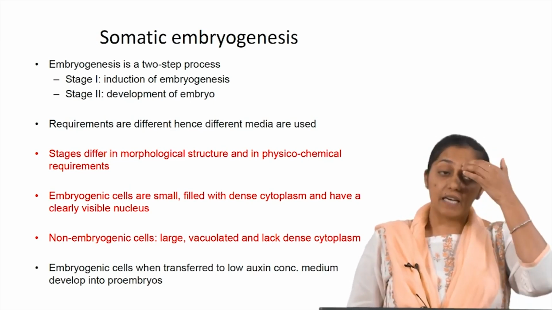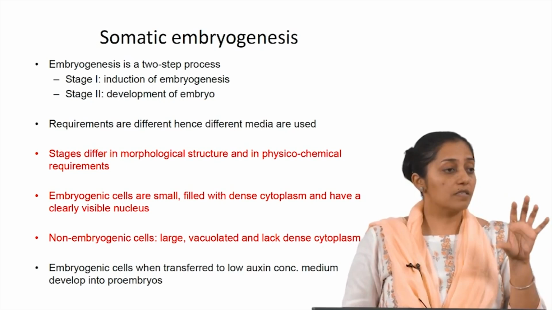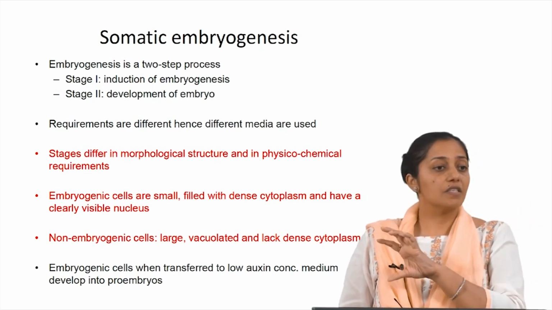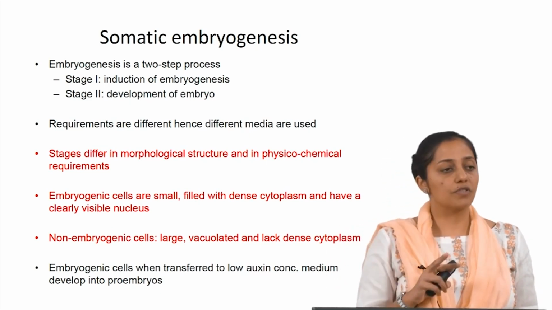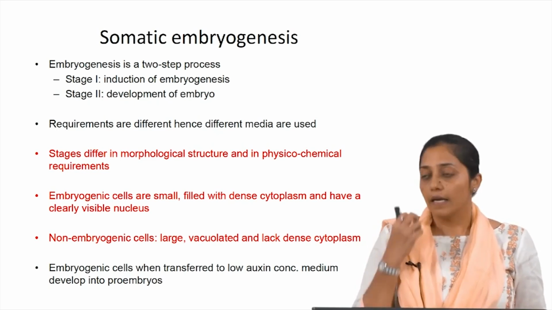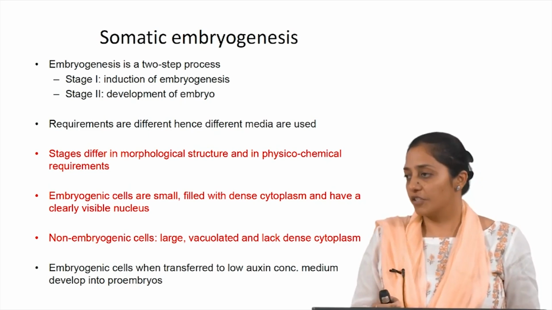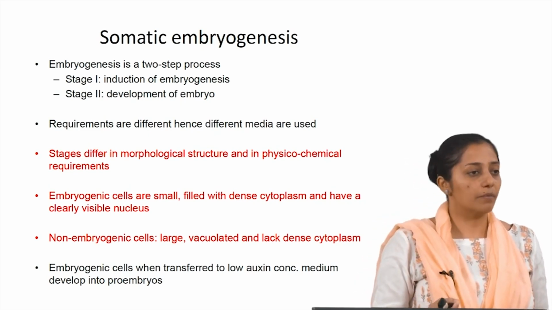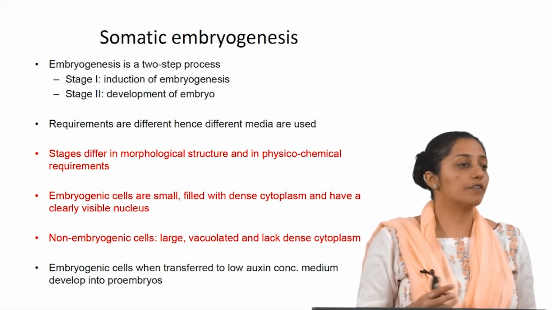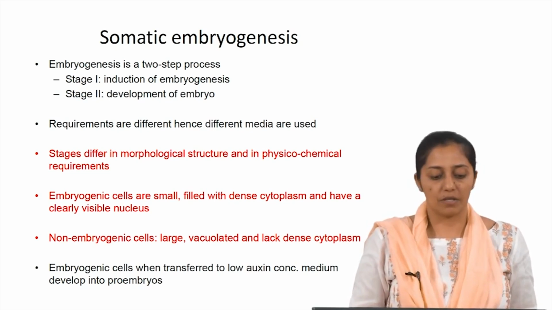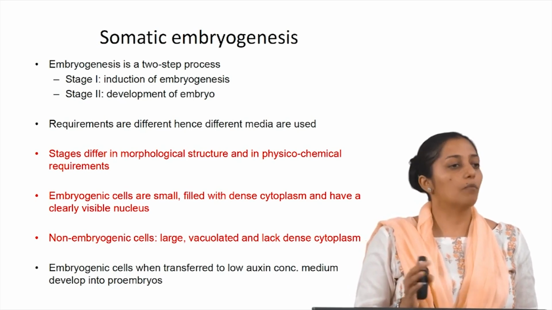So stage 1 is induction of embryogenesis, and stage 2 is, once the zygote is formed, the different stages it undergoes to produce your in vitro plantlet. So the requirements for these two stages are different in terms of media. It is not necessary, but generally whatever media composition is working well with callus induction may work to induce embryos. But for the development after induction of the embryos, it might need revision of the media, a specific media composition. So the different stages in the development of embryos differ morphologically.